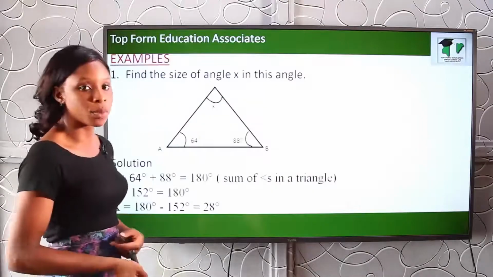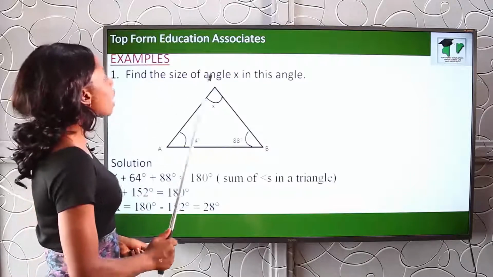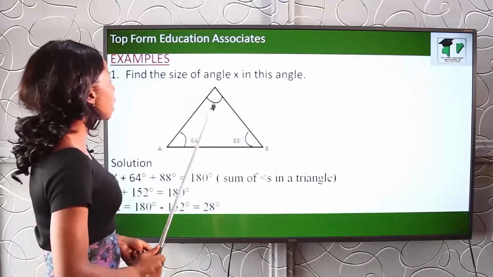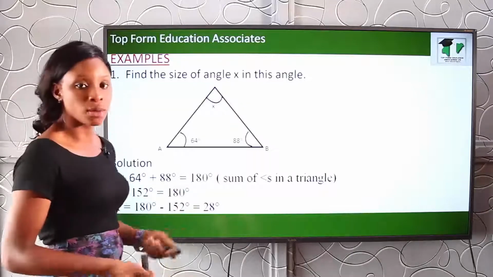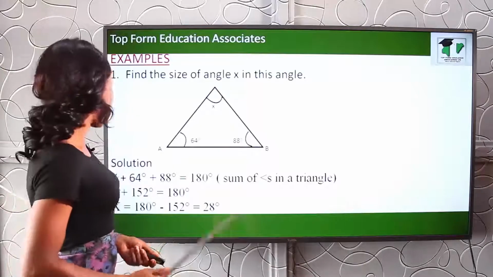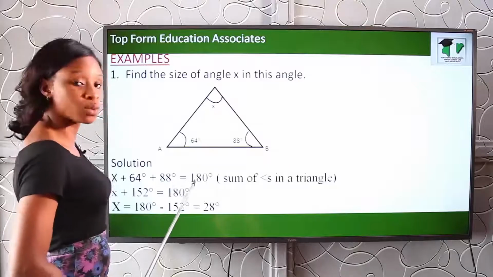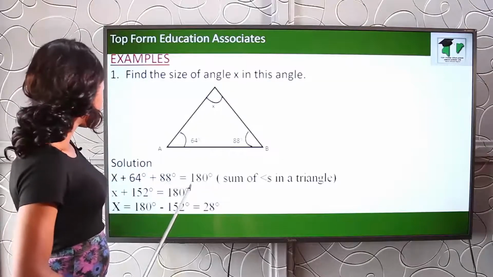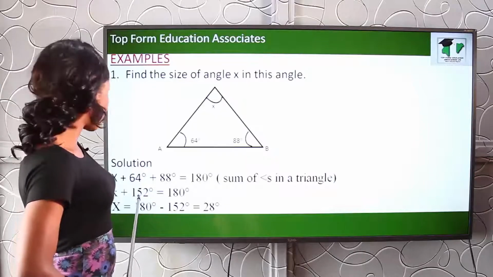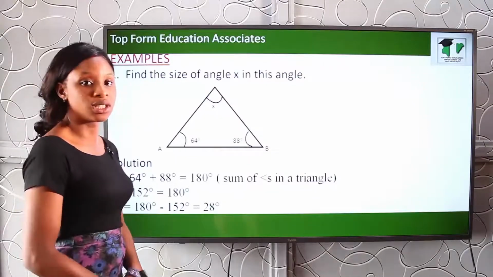Now, let's take some examples to further buttress this point. We're asked to find the size of angle X in this triangle. This is just the sum of angles in a triangle, and we've said that is 180 degrees. To do that, you take X plus 64 plus 88 equals 180 degrees. When you sum 64 and 88, you get 152. Now, to get X, you just do the subtraction and you get 28 degrees.